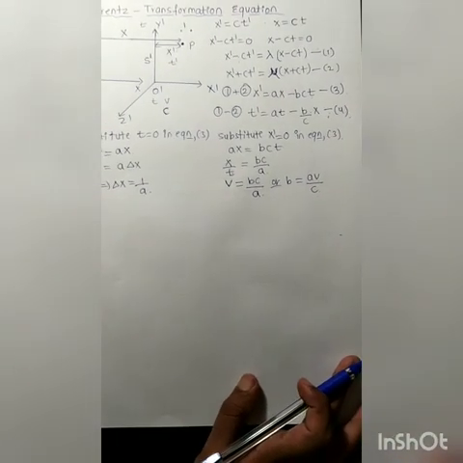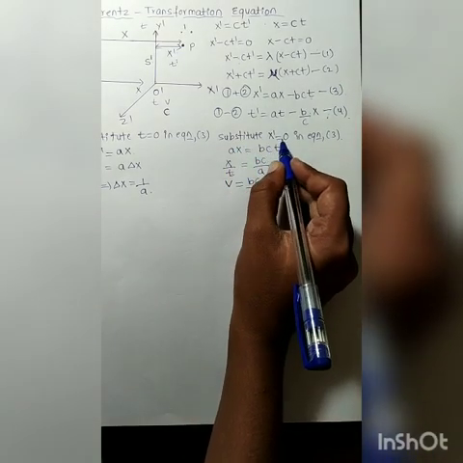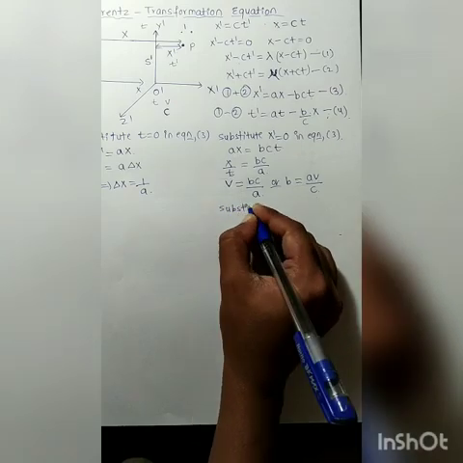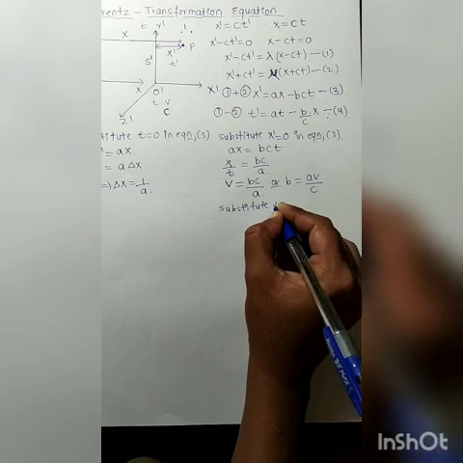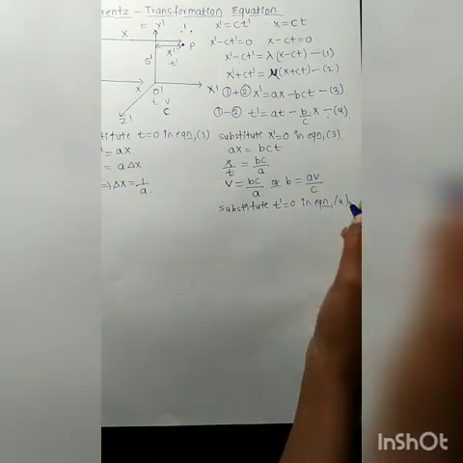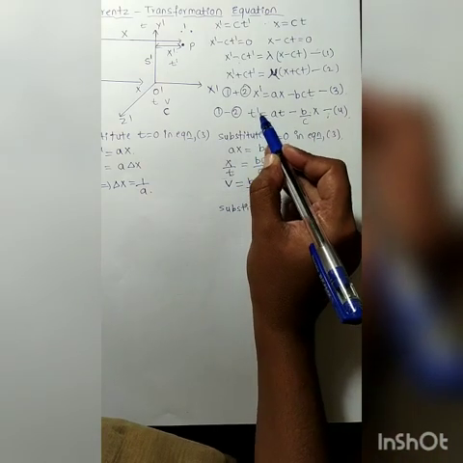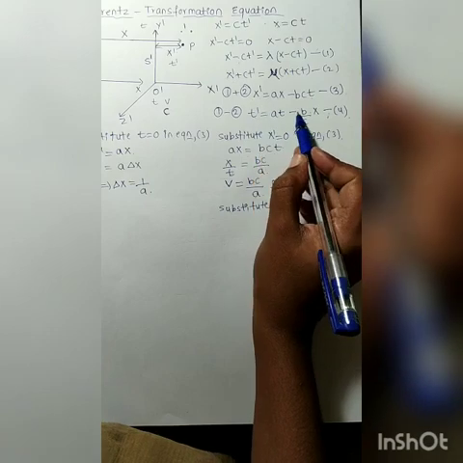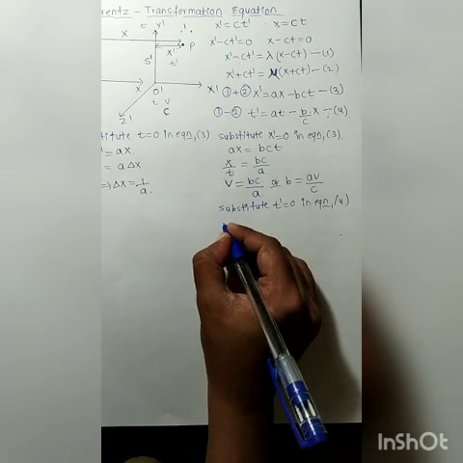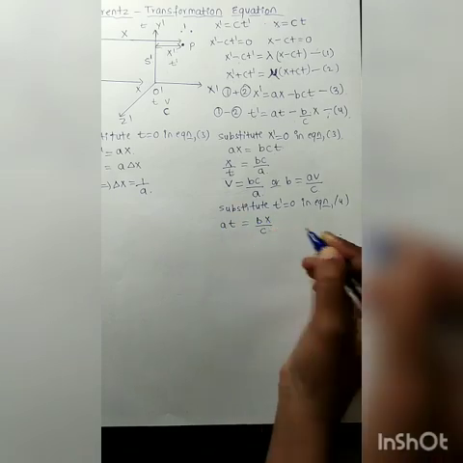And next, another thing I will take. First I substituted x dash is equal to 0. Now I will substitute t dash is equal to 0 in the equation number 4. So now I will go to the equation number 4. Here t dash is equal to 0 I will substitute. So if it is 0, then this term will come to this side and become positive, and from this we will get at is equal to bx divided by c, isn't it?